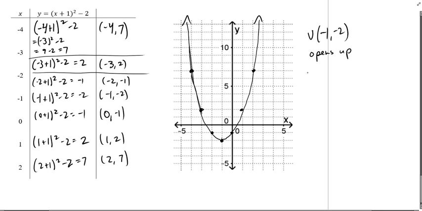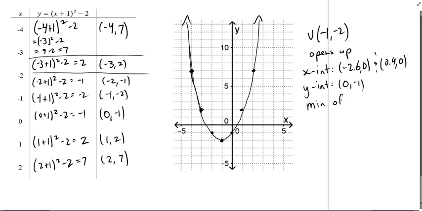The x-intercepts are a little bit tricky, but they're like (-2.6, 0). So I'm just estimating, and that's fine. And maybe (0.4, 0). The y-intercept, oh, that's an easy one. I can see that. It's -1, so (0, -1). It has a minimum of -2.